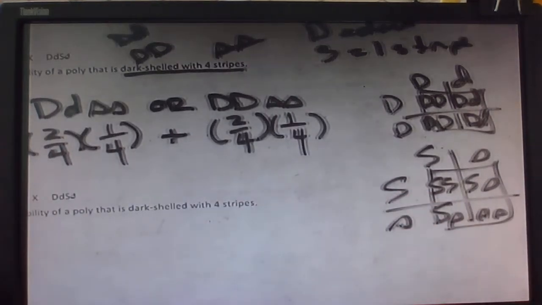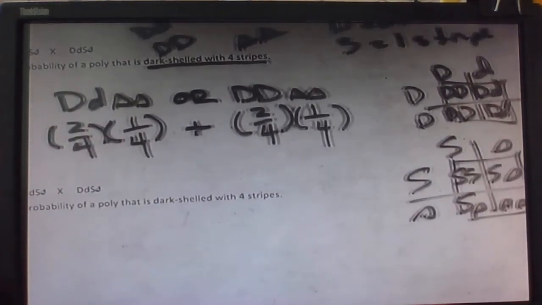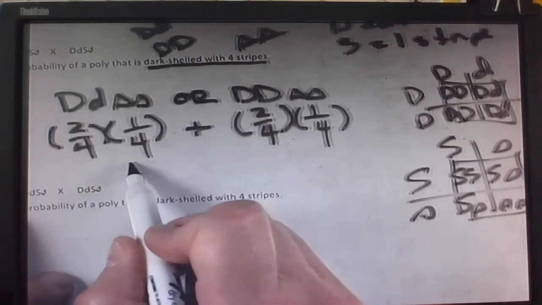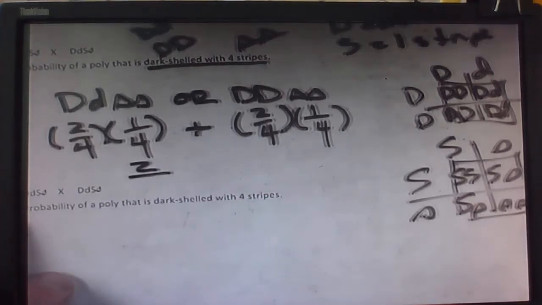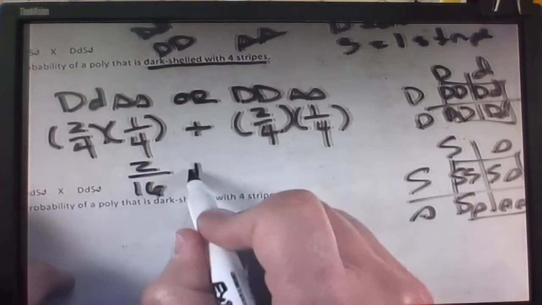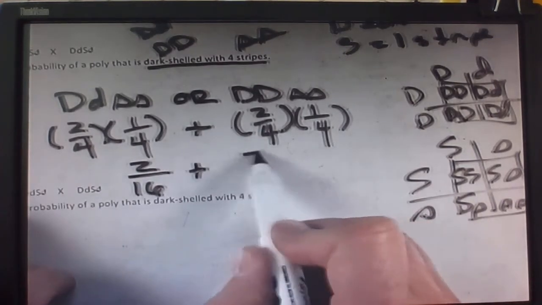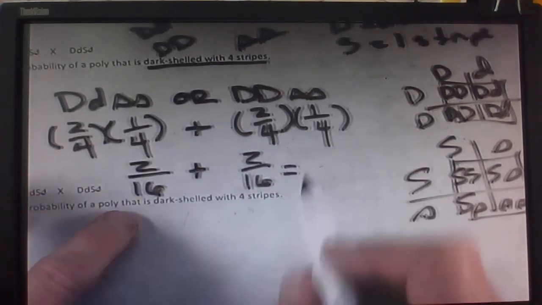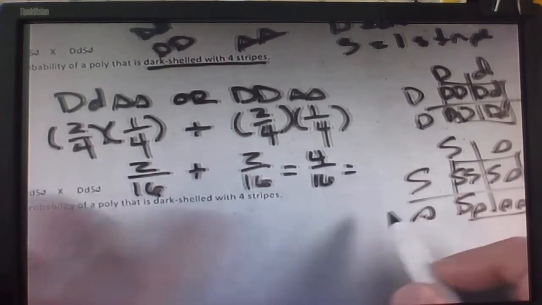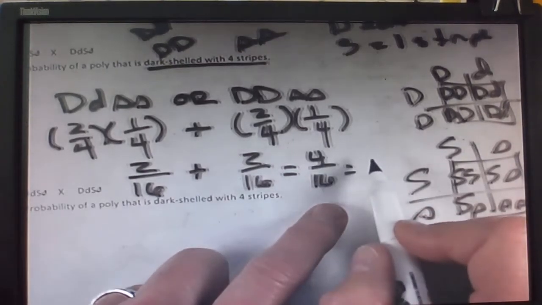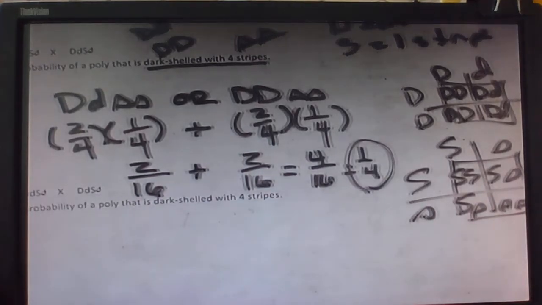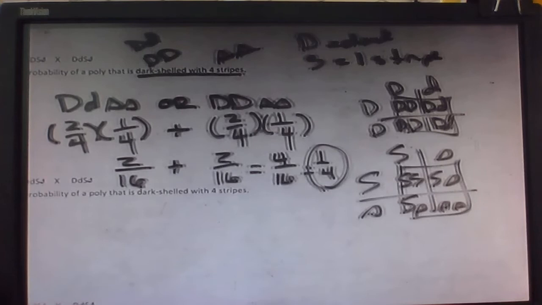So in math, do I add or multiply first? Okay, so you need to multiply, then add. 2/4 times 1/4 is what? No, 2/16. Plus 2/4 times 1/4. What's 2/16 plus 2/16? Okay. Now we reduce. What does that reduce to? That's the probability. Hopefully you wrote it a little bit smaller than I did.